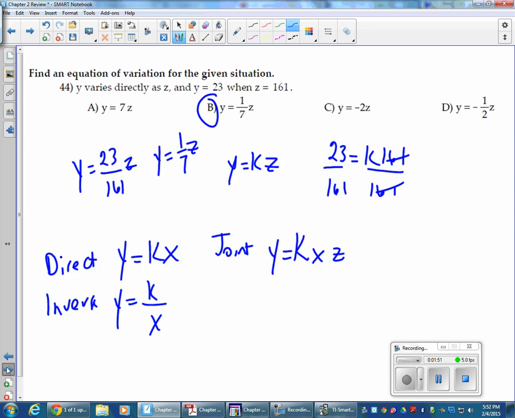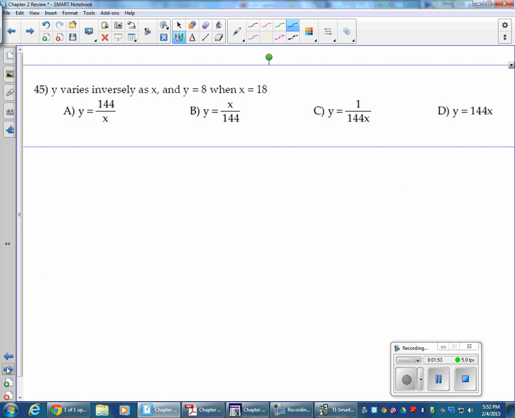Okay, number 45. Y varies inversely as x. So that's going to be y equals k divided by x. And we've got to find k. Y is 8 when x is 18. So I've got to figure out what k is.